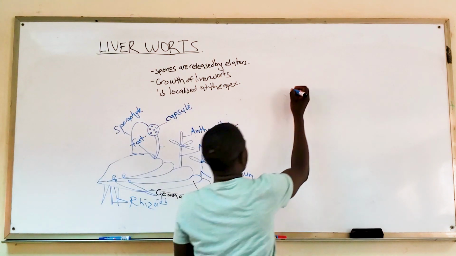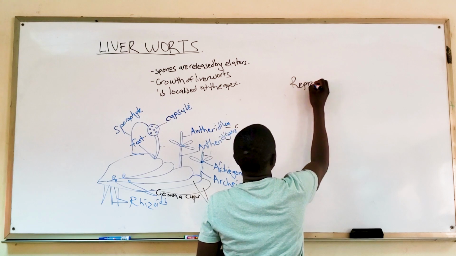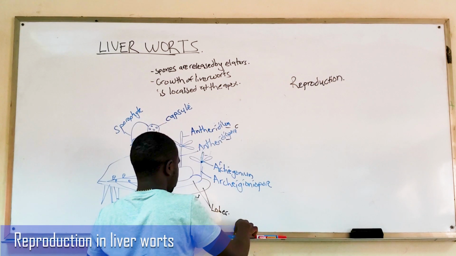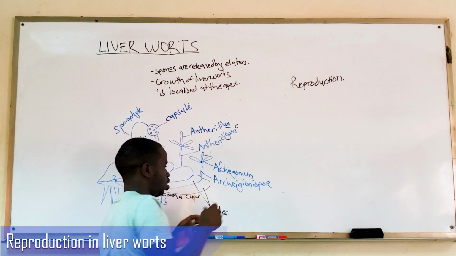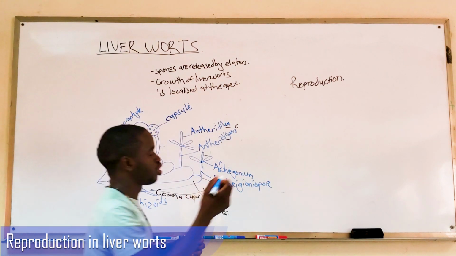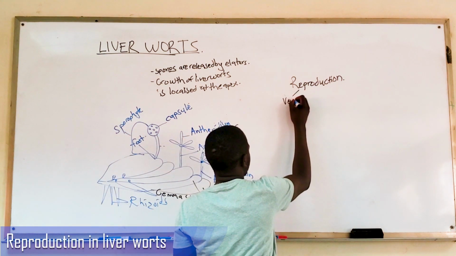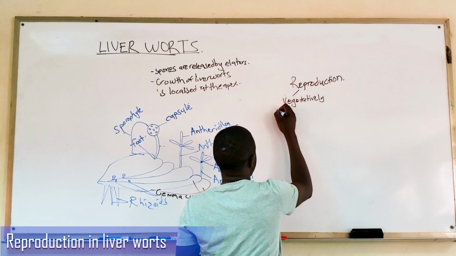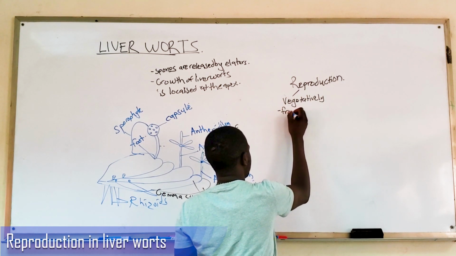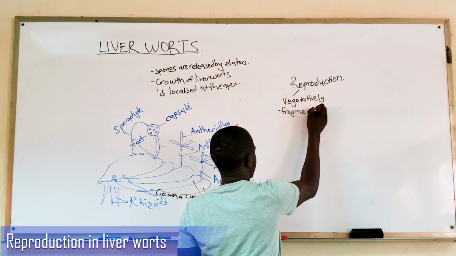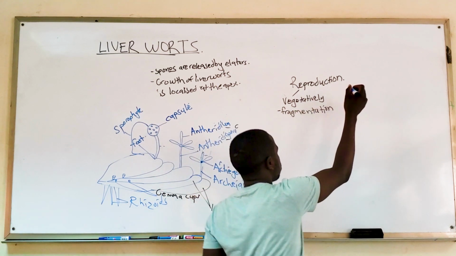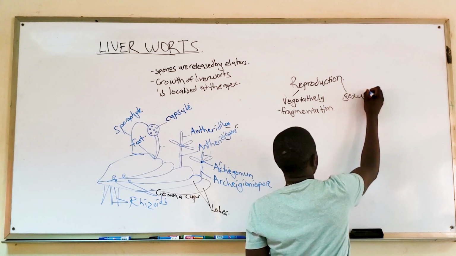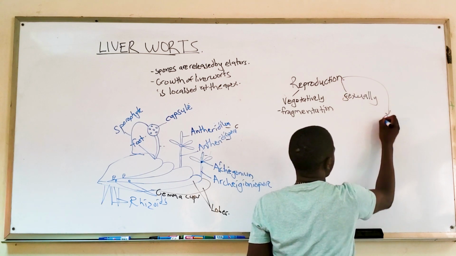Next, I want us to look at the reproduction in liverworts. In fact, we are going to look at the general reproduction in cryptogams. These cryptogams can reproduce vegetatively, and they exhibit fragmentation as a method of reproduction. Or they can reproduce sexually, or they can reproduce by formation of gemmae.